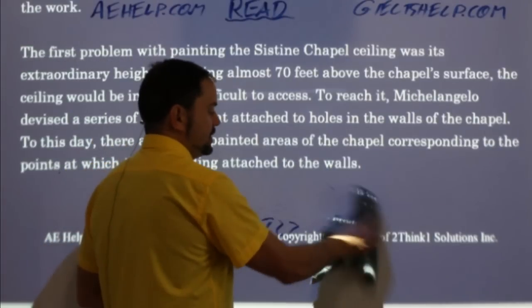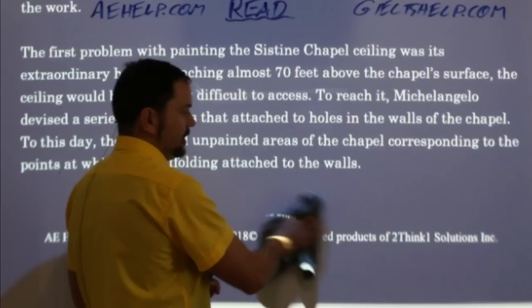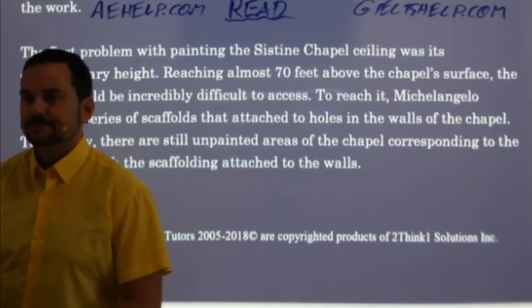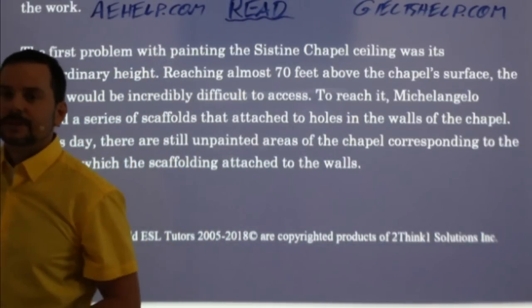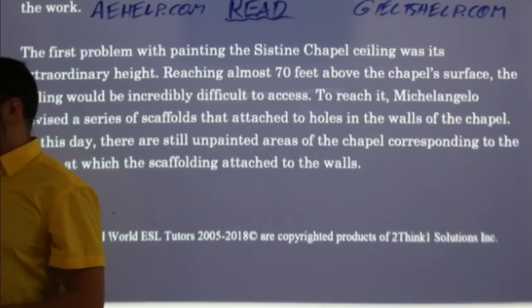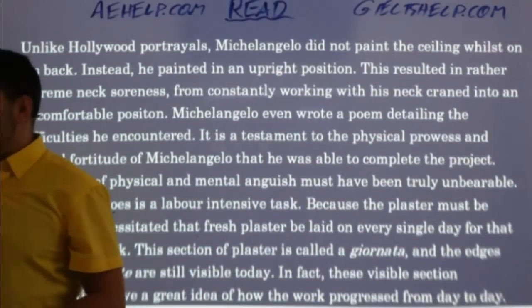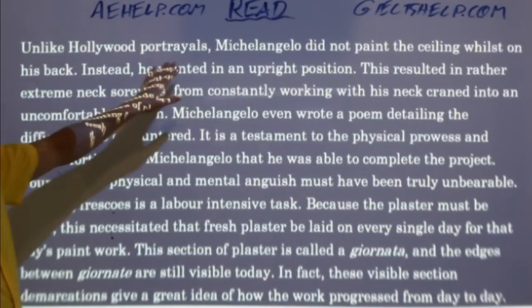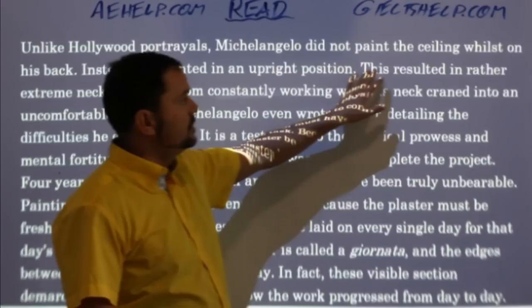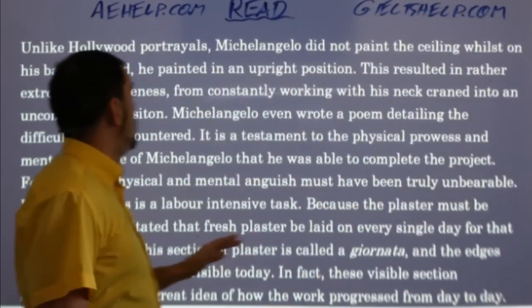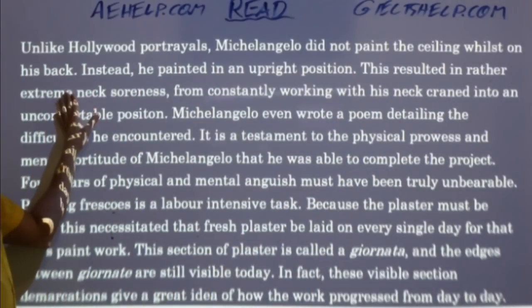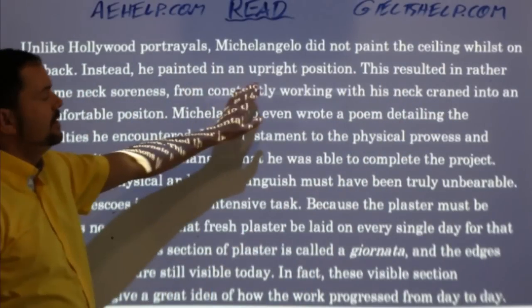Okay, see the picture. Maybe be Michelangelo. You're the painter. All right. Here we go. So, unlike Hollywood portrayals, Michelangelo did not paint the ceiling whilst on his back. Instead, he painted in an upright position.